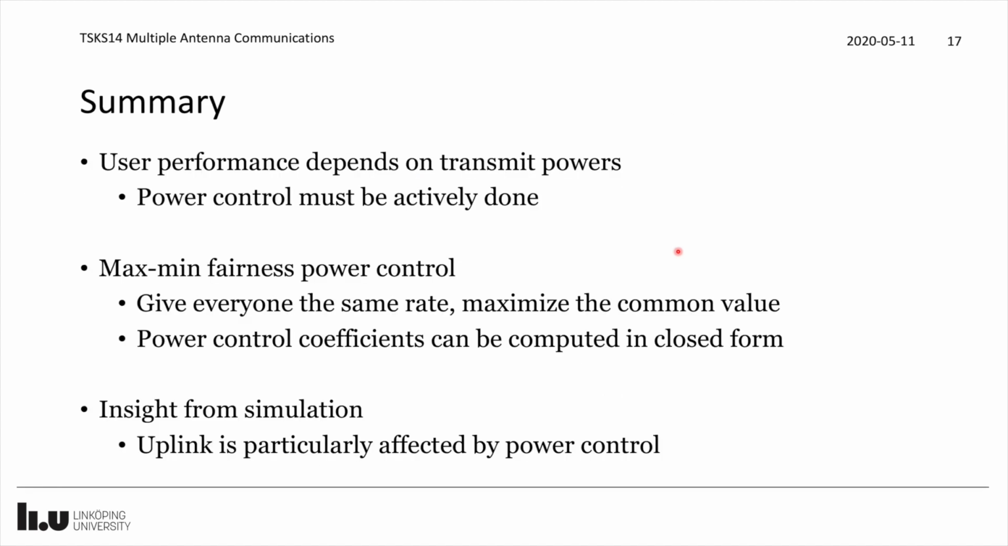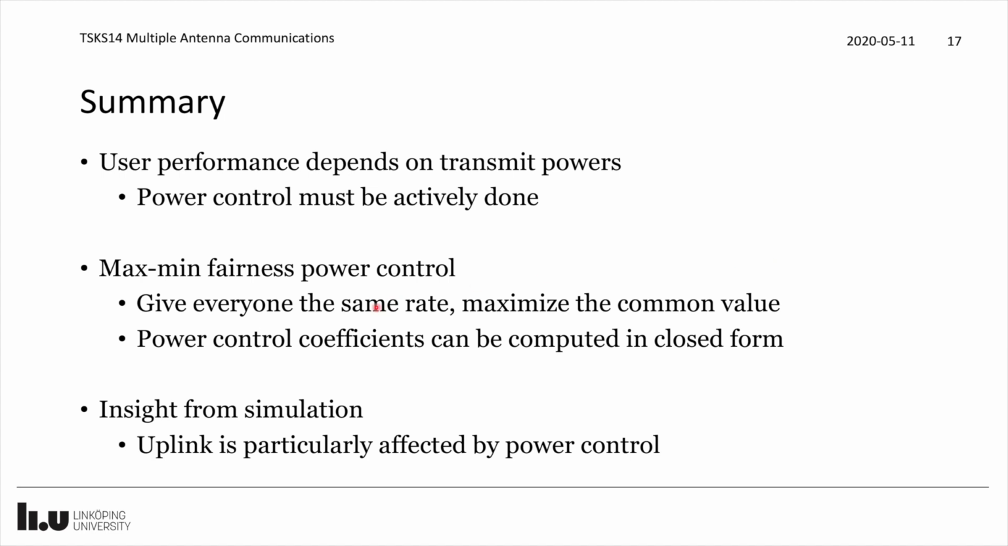So with that, we are reaching the end of this lecture. We have been talking about that the user performance depends strongly on the transmit powers, and power control must be actively done in order to know what kind of performance you are guaranteeing to your users. And there are many different operating points. What we focused on was the max-min fairness power control, because it's mathematically convenient to work with, and because it's a good target for designing networks, to give everyone the same rate and then maximize that common value.